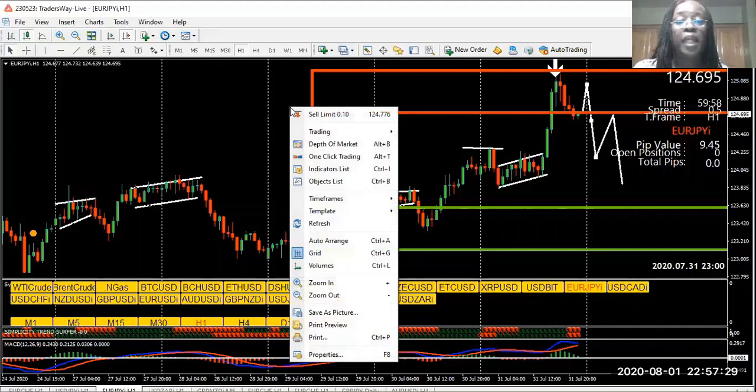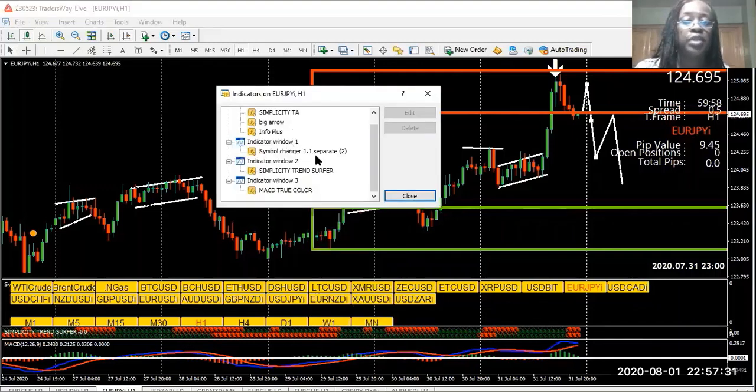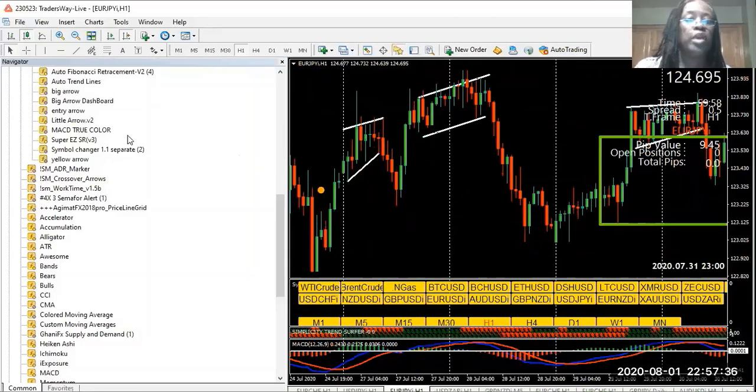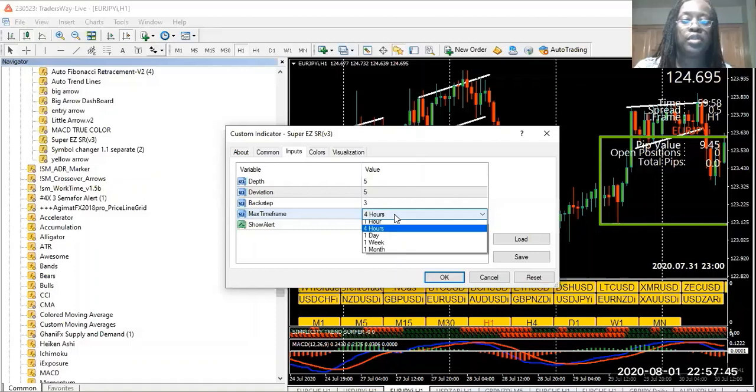Now, if I put my indicator, let's put an indicator, let's put the support and resistance on here. Well, actually what I'll do, well, let's go here. I'm gonna put my intraday support and resistance on here.